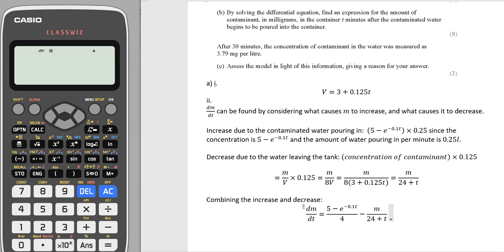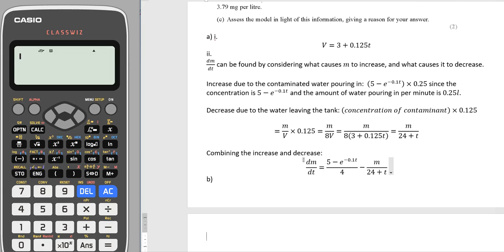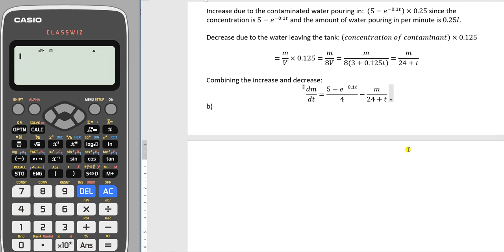The next part should feel a bit more standard. We're solving a differential equation to find an expression for the amount of contaminant in milligrams, that was M, in the container t minutes after the contaminated water begins to pour in. So we need to solve this. And the first thing to notice is that this differential equation is not a variable separable differential equation. In other words, we can't pull apart the bits involving M and the bits involving t. We could have done if this had been the only thing involved, but because the concentration of the water pouring in is changing as time goes by, this makes this equation more complicated. But it is still a first order.